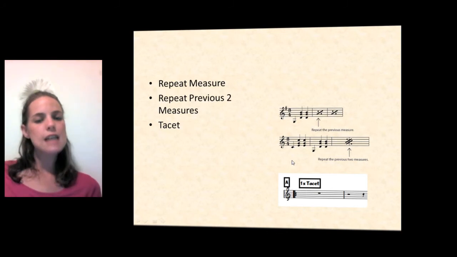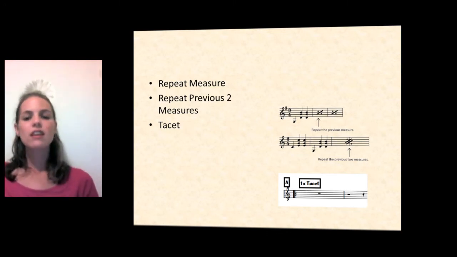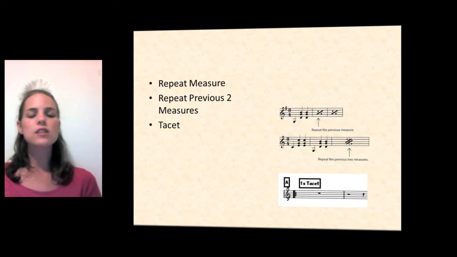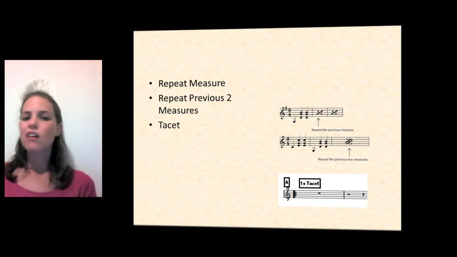Now, if you see the word tacet, that means don't play. Sometimes it'll say, first ending tacet, second ending play. Sometimes they even write notes in there. Now, unless your director tells you, don't play those notes. If it says tacet, don't play.